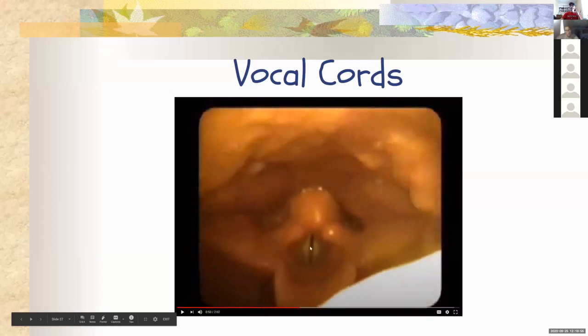So now you can see the vocal cords. So this is the voice box right here. Right above it is a little flap. It's called the epiglottis. It closes when you drink or eat so that food and drinks don't go down into your air pipe. But when you're talking or breathing, the epiglottis opens up and it exposes the voice box.